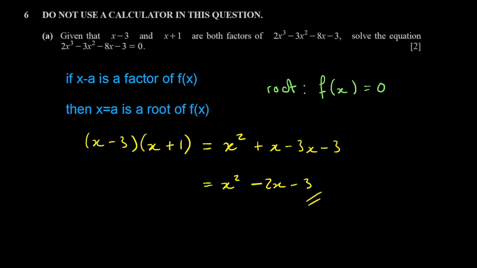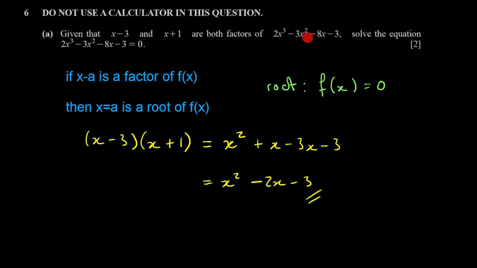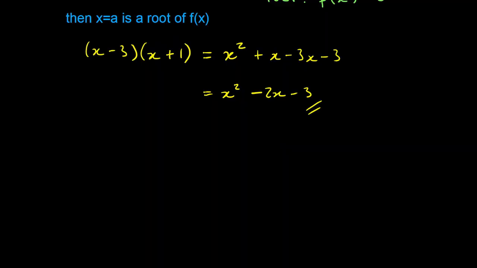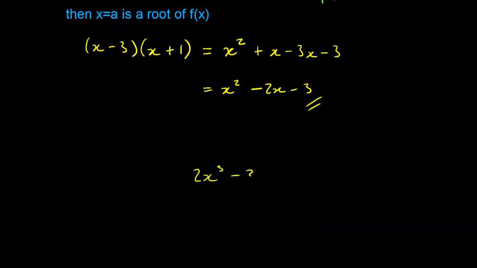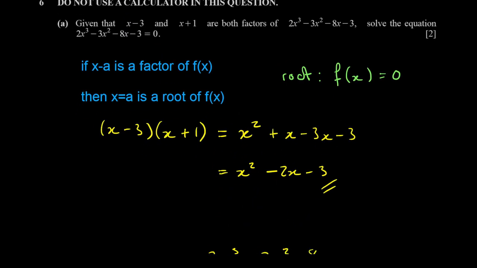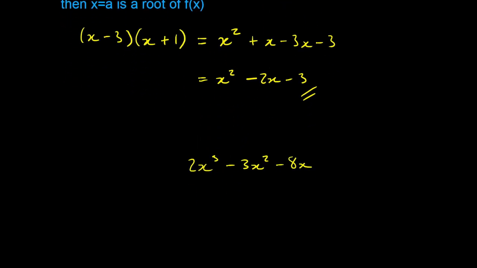How can I use that? I can use it by doing polynomial division. I'm going to take my entire polynomial, 2x cubed minus 3x squared minus 8x minus 3, and divide that whole thing by the quadratic, x squared minus 2x minus 3. So I'm going to do polynomial division.